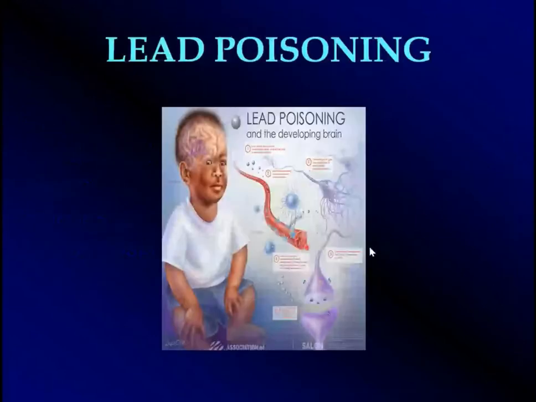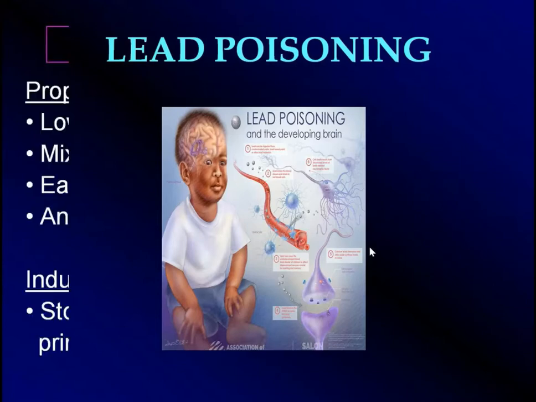So next, coming to the other chemical agent, which is very important, is lead poisoning. That is a metal which is most commonly used in many different industries, and it has a lot of adverse effects on human health. That's why it is important to know about lead poisoning.